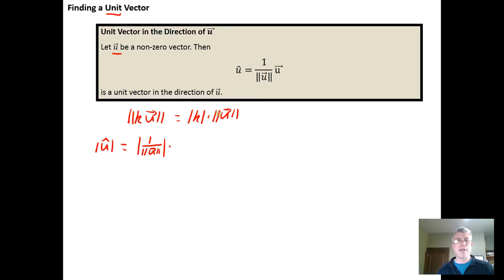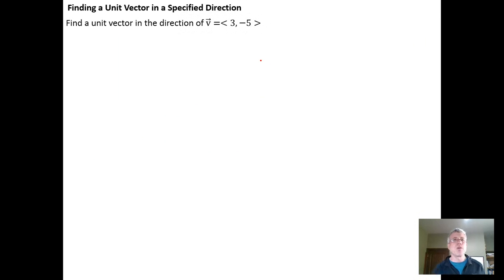And then by this definition that we just proved in the previous video, we would then multiply by the size of u. And you can see the result of this is we wind up getting the size of u over the size of u, which is just equal to 1. So indeed, if we multiply a vector by 1 over its length, 1 over its magnitude, we get a unit vector. So here's an example of how we could apply that.